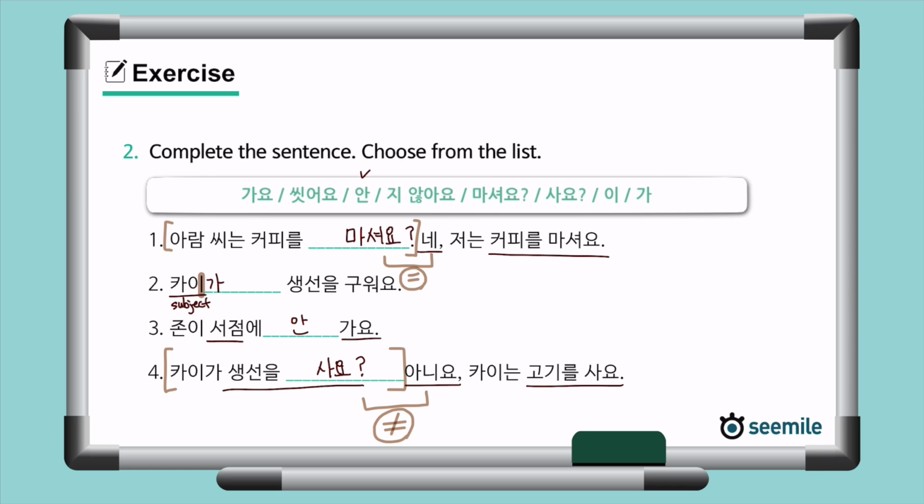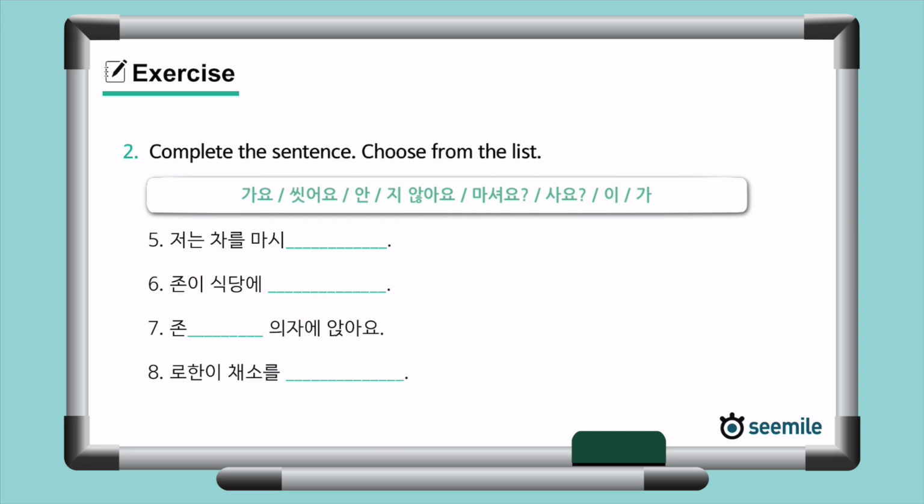Repeat after me. 카이가 생선을 사요? 아니요, 카이는 고기를 사요. Number 5. 저는 차를 마시. 차 is tea and 마시다 is to drink. There's only one ending that can be attached to a verb stem like 마시. Yes, 지 않아요. And using this ending is another way to make a negative sentence. So now this sentence means I don't drink tea. Repeat after me. 저는 차를 마시지 않아요.